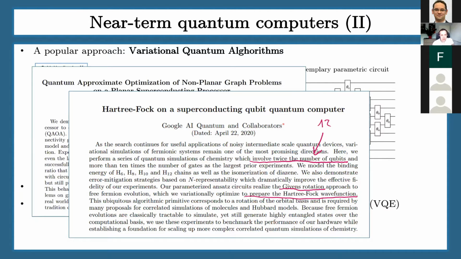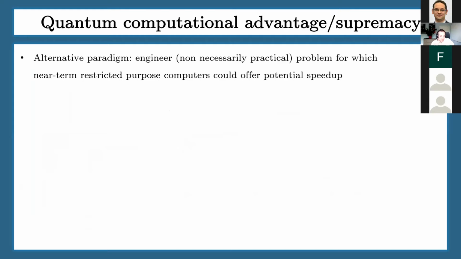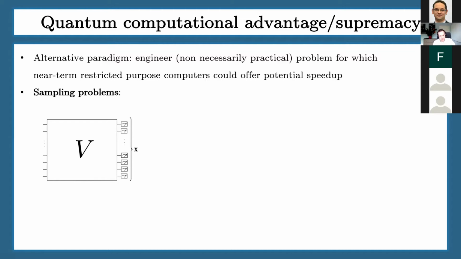Okay. So I was telling about VQE now, but let's switch gears and move to quantum computational advantage, such as supremacy. This is a different paradigm, where the aim is to construct, engineer some problems for which restricted purpose computers could offer speed up, but those problems don't need to be practical. And typically those schemes come in the form of sampling problems. Not all, but most. So the idea is that you have a quantum circuit V that you initialize in some way, and then it undergoes a measurement in a computational basis.